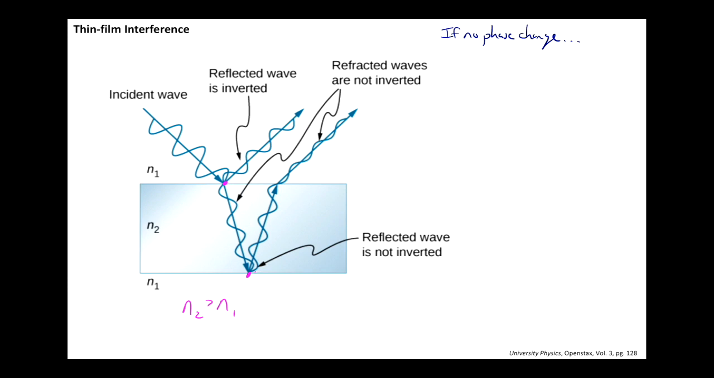If there is no phase change, essentially the rules are just like what we had before. If the delta L is equal to m lambda, integer multiples. So if they travel exactly the same distance, if m is equal to 0, or if it's 1, 2, 3, 4, 5, 6, 7, whatever, then you're going to have what type of interference? That's constructive, okay? If delta L is equal to m lambda, where m is equal to 0, 1, 2, and so forth, this gives us constructive interference.